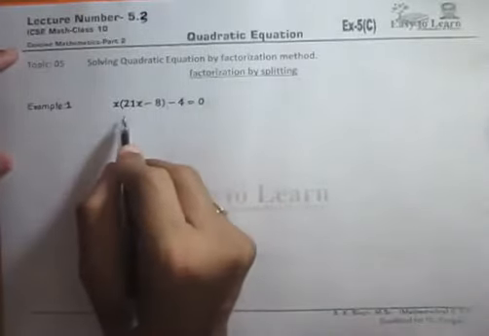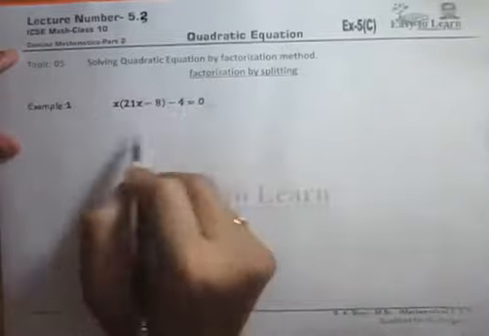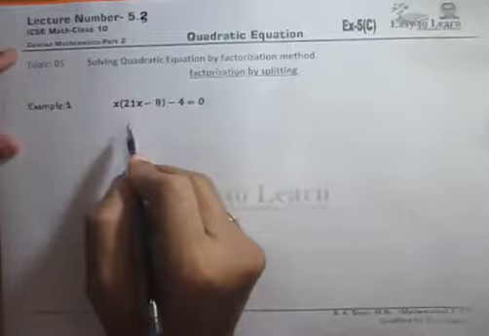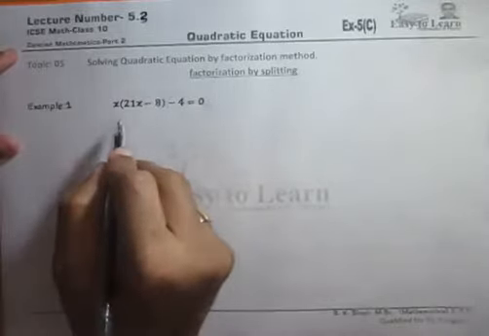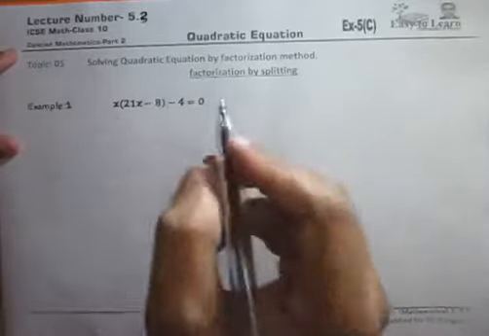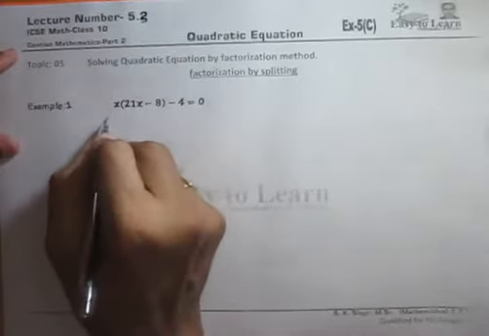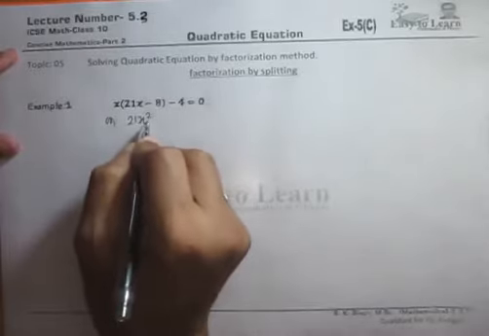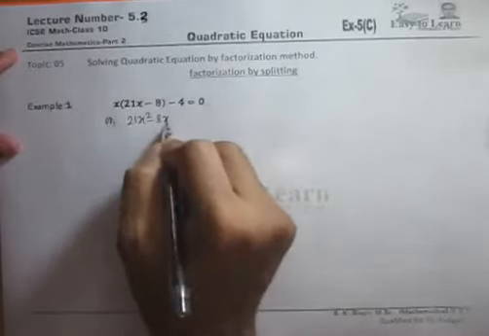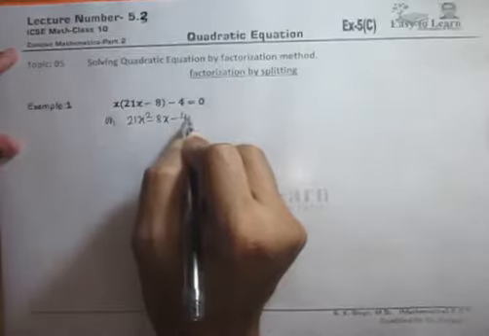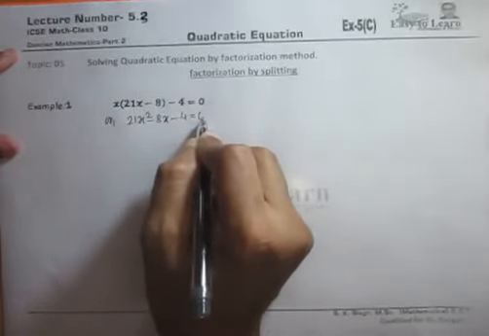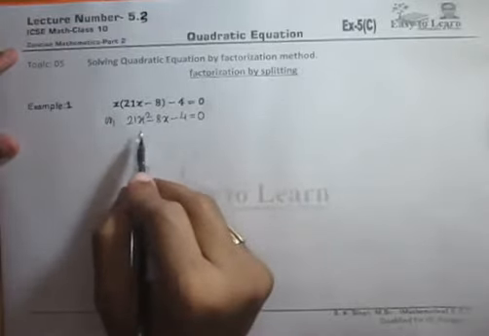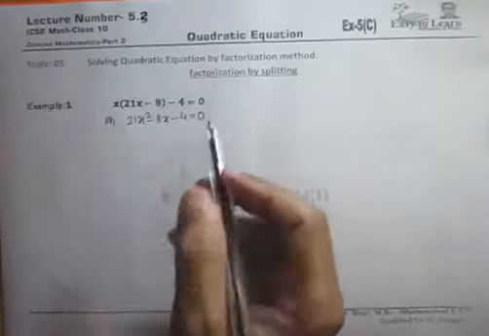So let us see one example. Whenever any equation has to be solved by factorization method, first of all arrange the equation in general form. It is not in the general form, so first of all arrange it. It can be written as 21x square minus 8x minus 4 is equal to 0. Now it is in the general form, ax square plus bx plus c equal to 0.